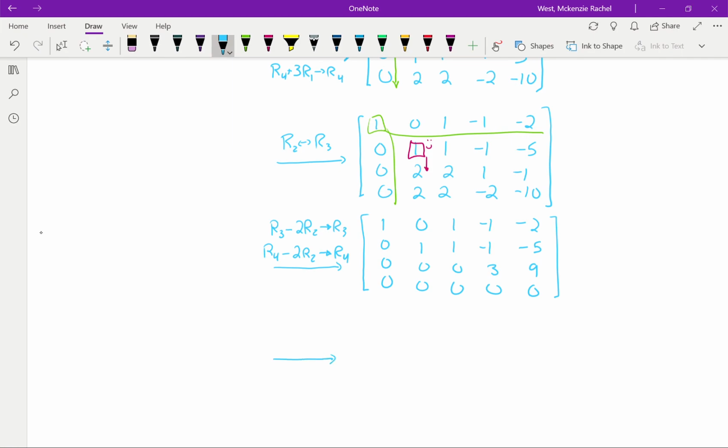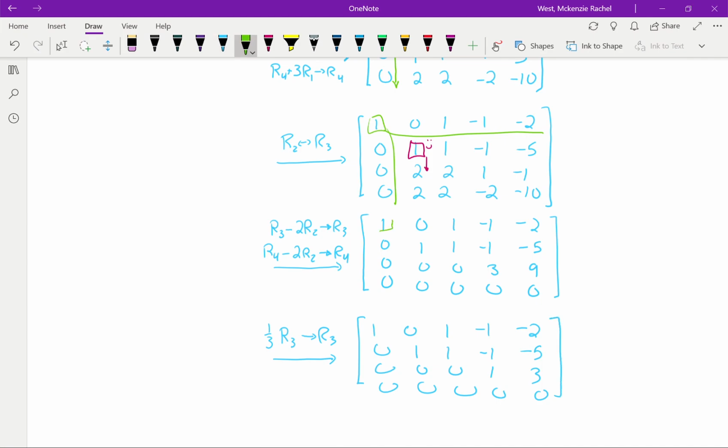We just have to multiply that third row by a third. Row 3, so we get 1, 0, 1, minus 1, minus 2, 0, 1, 1, minus 1, minus 5, 0, 0, 0, 1, 3, 0, 0, 0, 0, 0.